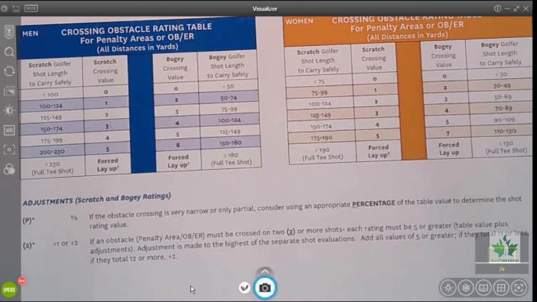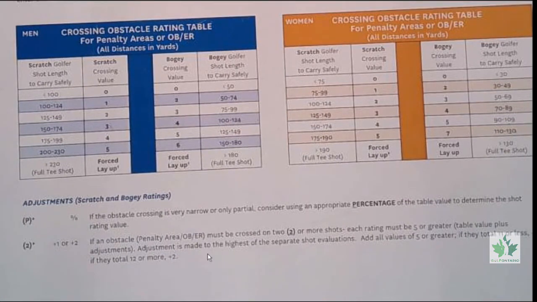And then this is an old familiar one, the old 2 times. We always had a 2 times adjustment before, and that is if you have to make 2 crossings on a hole and both of them are rated 5 or higher, then you take the higher one. So if you had a 5 and a 6, you take the 6 and you increase it by 1, because the total is 10 or 11. If the total is 12 or more, you increase it by 2. So if you had a 6 and a 7, you'd use the 7, increase it by 2, and you'd get a 9 for the final value.